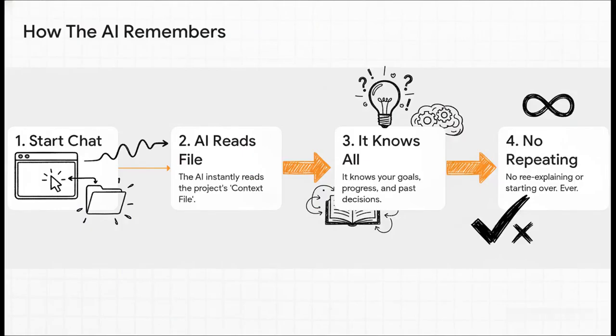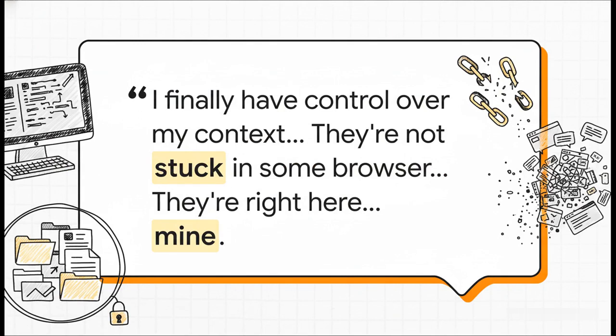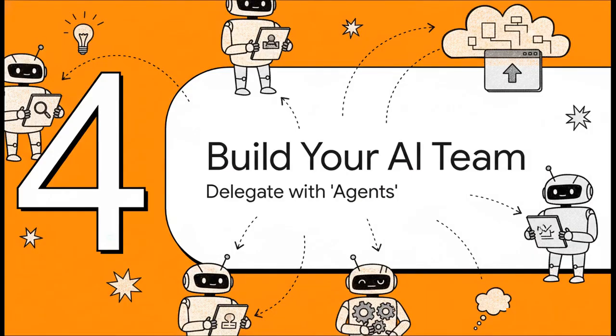So here's how it plays out. You start a new chat right inside your project folder. The AI instantly reads that context file. And boom, it knows everything. Your goals, your progress, the decisions you made yesterday. The result? You never have to re-explain yourself. You never have to start over. Ever. And that feeling of control is an absolute game changer. Just listen to this. I finally have control over my context, my files, my projects. They're not stuck in some browser chat session anymore. They're right here. Mine.